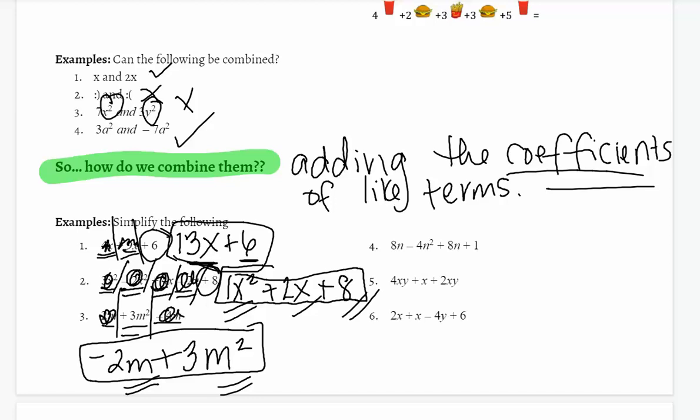I want you to do 4, 5, and 6 on your own, and then I want you to come and get your answers checked by the teacher.